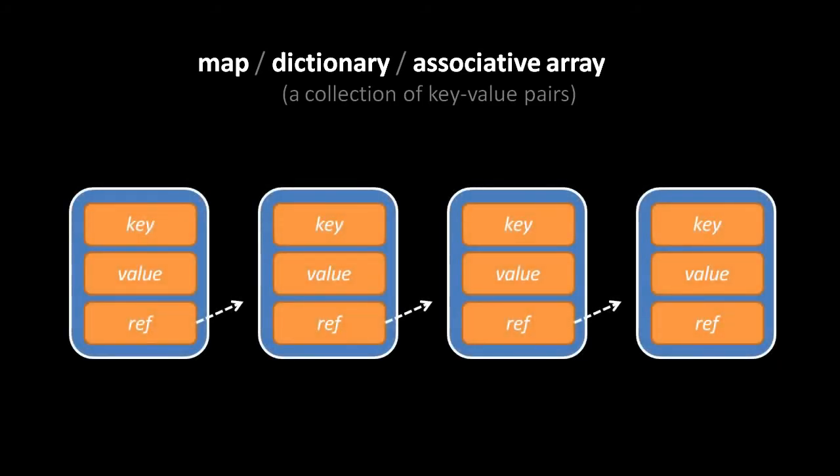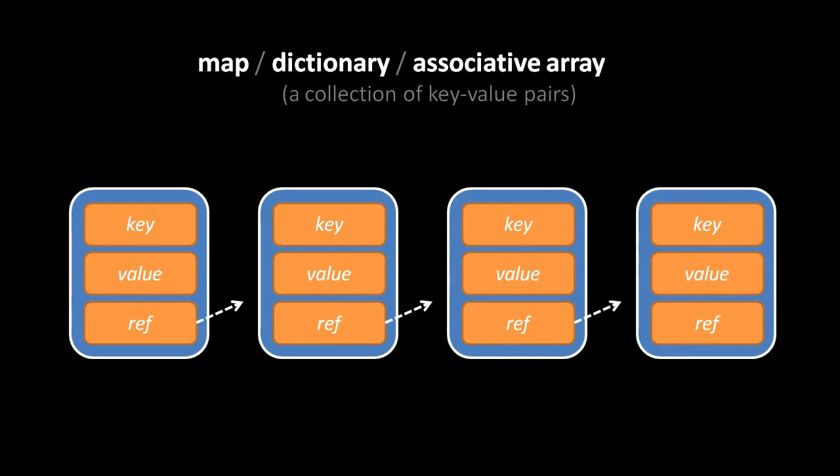Perhaps the simplest way of implementing a map closely resembles a linked list, but rather than in each node storing just a single value, we store both a key and a value. The obvious downside of this implementation is the performance costs of the basic operations.